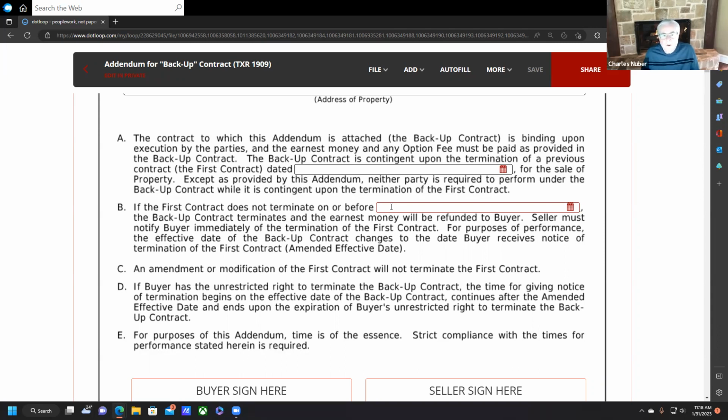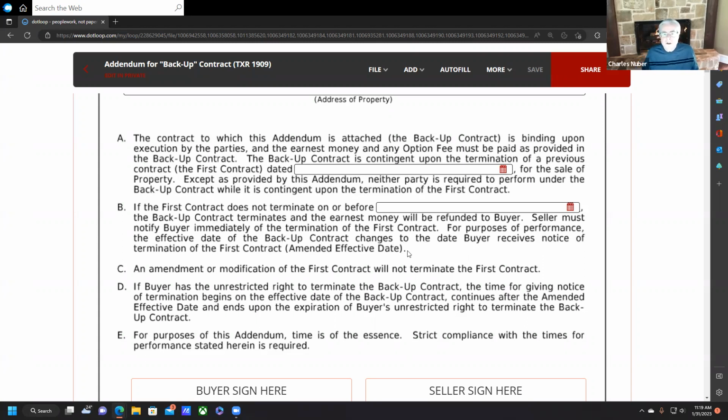Just to give you a date, the other contract needs to terminate on or before the backup contract terminates. Okay, if it does not terminate, the backup contract automatically terminates and earnest money will be refunded to buyer. Seller must notify buyer immediately of the termination of the first contract. There is a form for that. For purposes of performance, the effective date of the backup contract changes to the date buyer receives notice of the termination of the first contract, called the amended effective date.